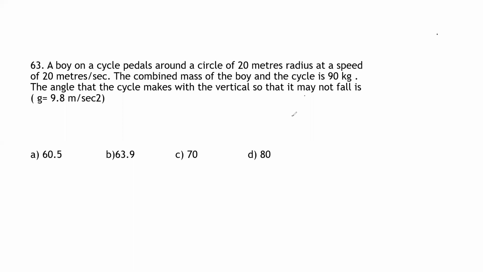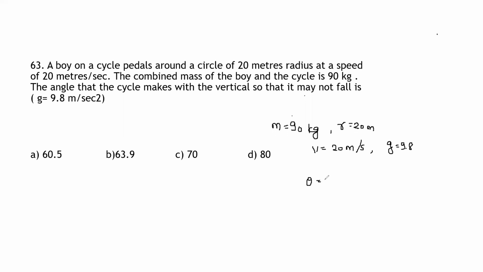Then next, the weight of the boy and the cycle combined, the mass is 90 kg. The angle that the cycle makes with the vertical so that it may not fall is asked. So you need to calculate the theta value here. Okay. It is a circular path. What all quantities are given? Mass is there. Radius is given, 20 meter. Then next, speed is also given, that is 20 meters per second. Then next, acceleration due to gravity, that is 9.8.